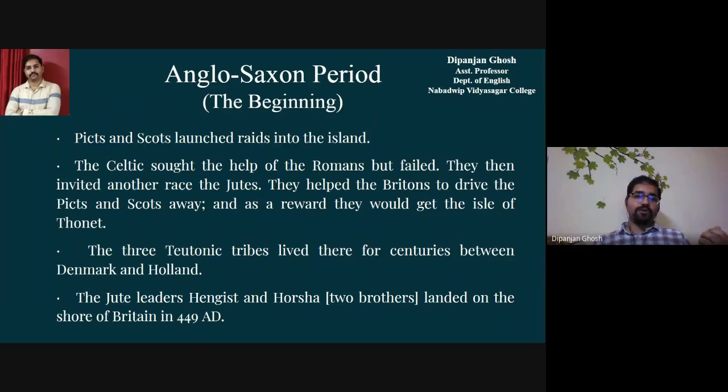Now, as the Romans were completely absent, you will find that the Picts and Scots launched raids into the island, right? And the Celtic race were completely unaware of the machinery or the ways they could protect themselves. So ultimately, the Celts sought the help of the Romans, but failed.